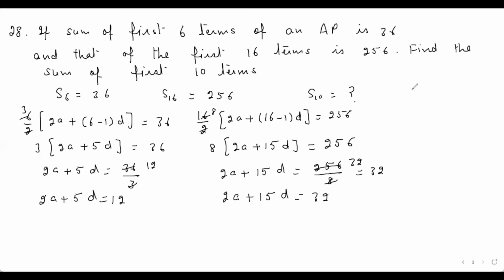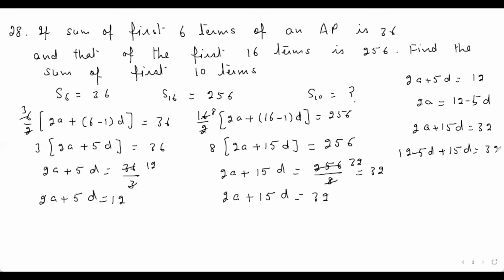I am going to use the substitution method. Now 2a plus 5d is equal to 12. 2a is equal to 12 minus 5d. Substitute this value in 2a plus 15d is equal to 32. Instead of 2a, write 12 minus 5d plus 15d is equal to 32.